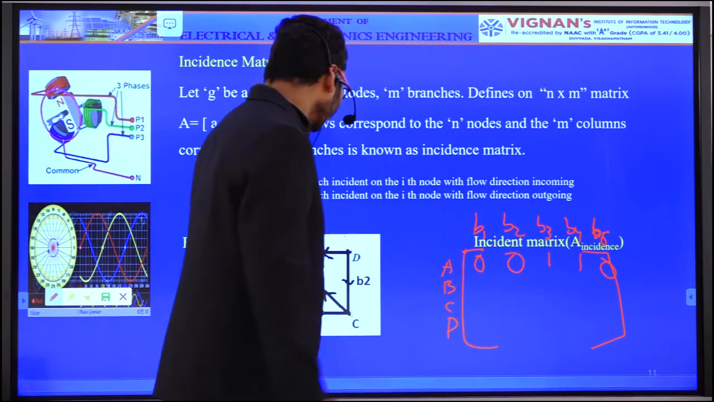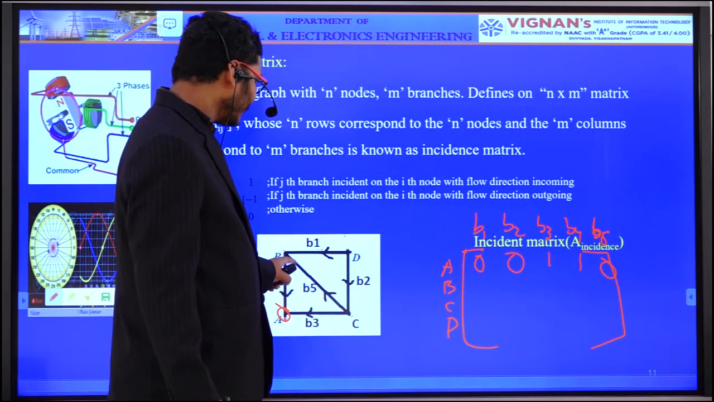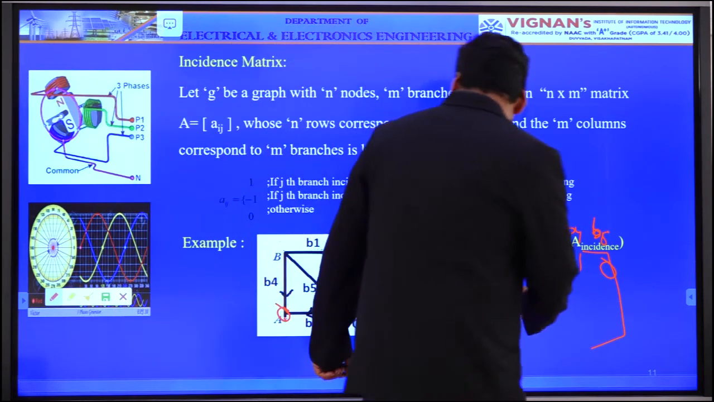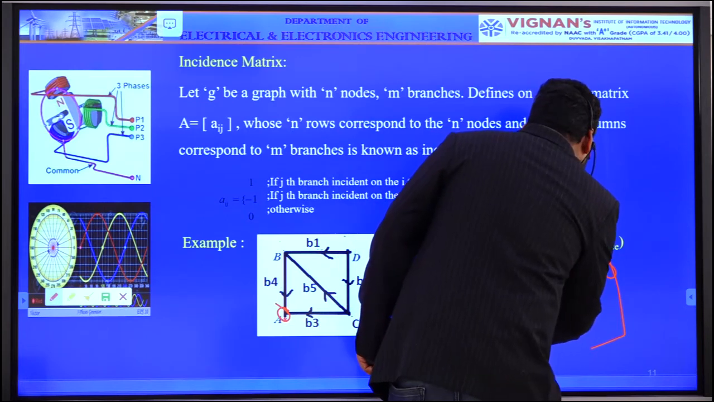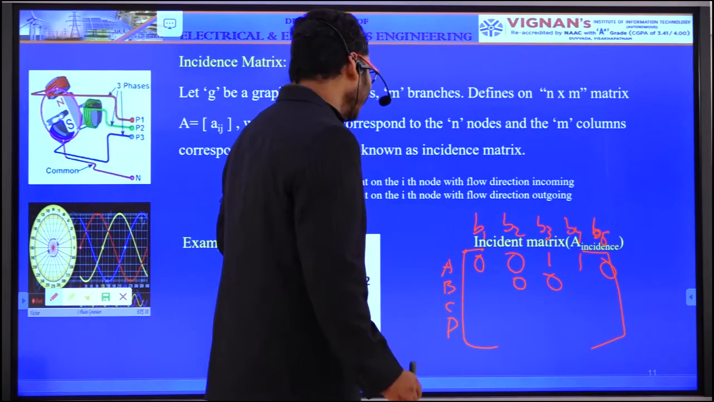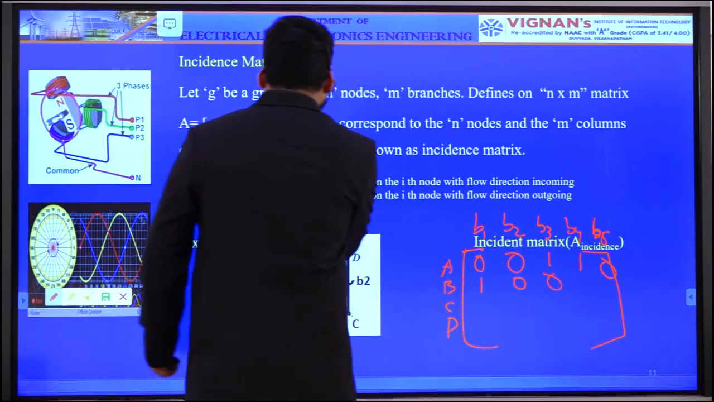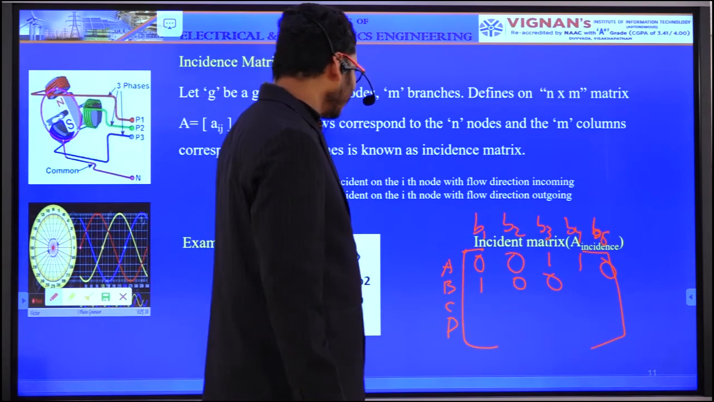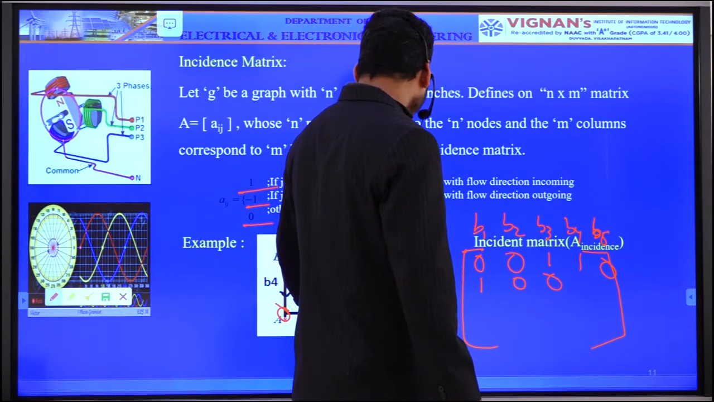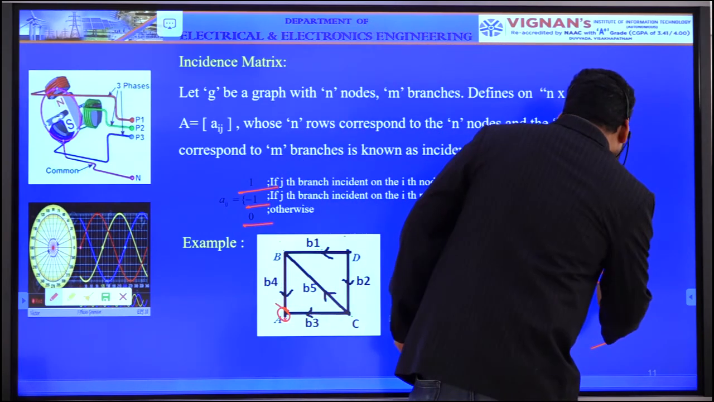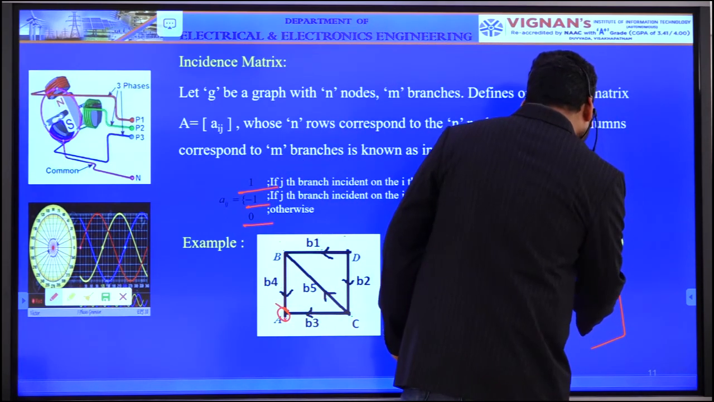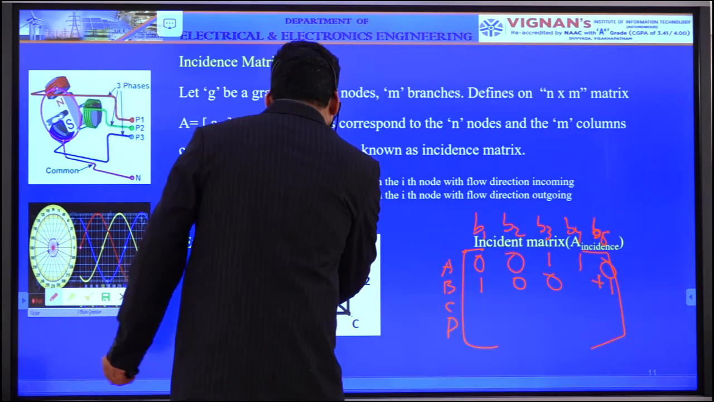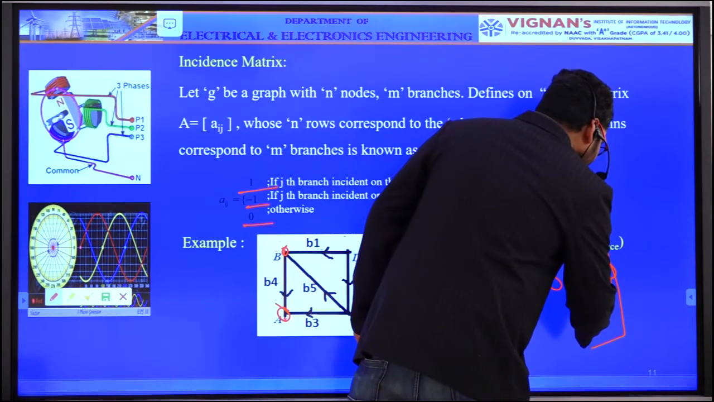Similarly for node B, B1, B5, and B4 are connected; the remaining, B2 and B3, are 0. B1 is incoming, so 1. B5 is also incoming, so +1. B4 is outgoing at node B, and outgoing means -1.